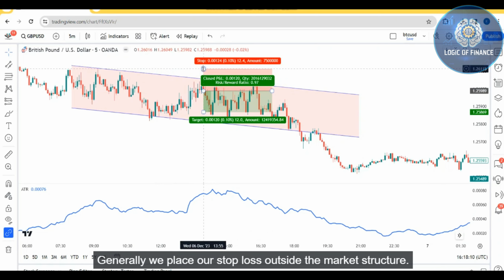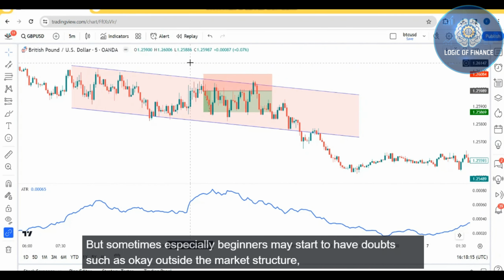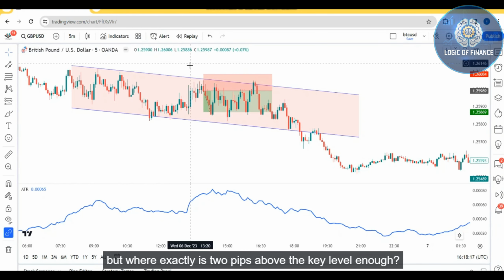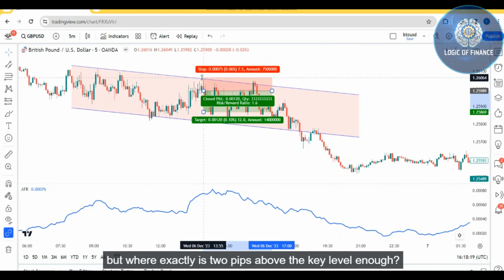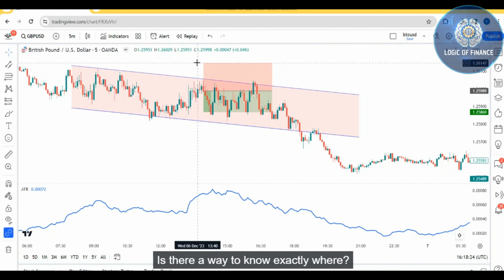Generally, we place our stop loss outside the market structure, and this is totally correct. But sometimes, especially beginners, may start to have doubts, such as, okay, outside the market structure, but where exactly? Is 2 pips above the key level enough? Or maybe 10 pips? Is there a way to know exactly where?